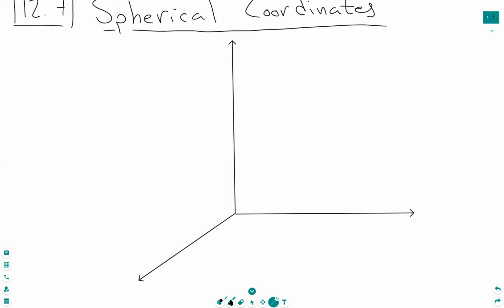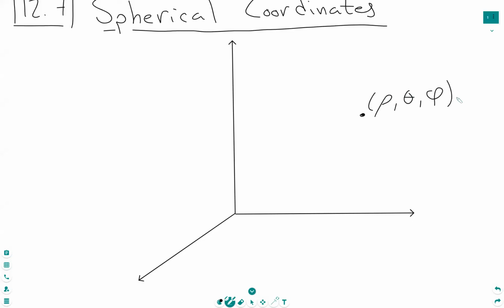A precursor to this is that physicists and mathematicians disagree on the definition for spherical coordinates. So if you're looking at a physics book, you might see a slightly different thing. For this class, we're going to use, of course, the math way. So we're going to have rho, theta, and phi.